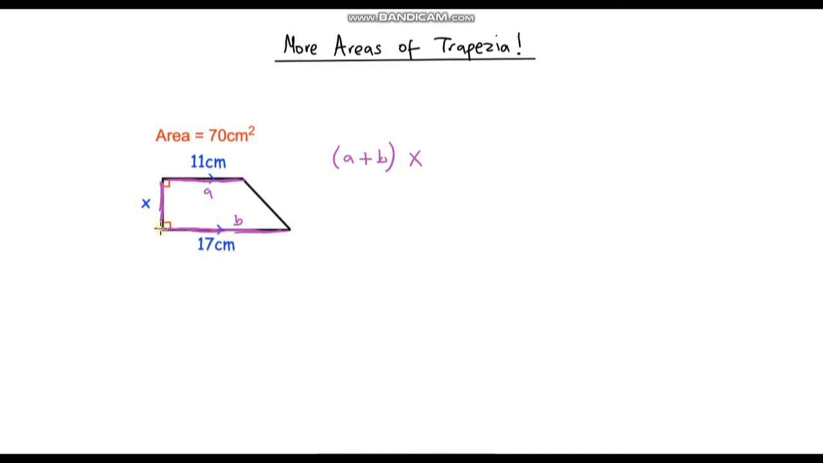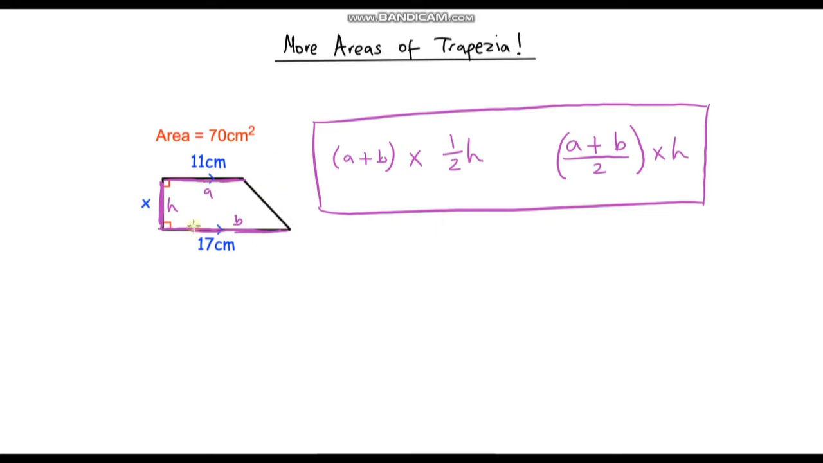So if we label this H for our height, we would multiply the sum of our parallel sides by half of our height. Now we could also slightly rearrange this, so we could also say that the area of a trapezium is the same as when we add the two parallel sides, then instead of multiplying by half our height, we could divide by 2 first and then multiply it by our height. Both of these are valid.